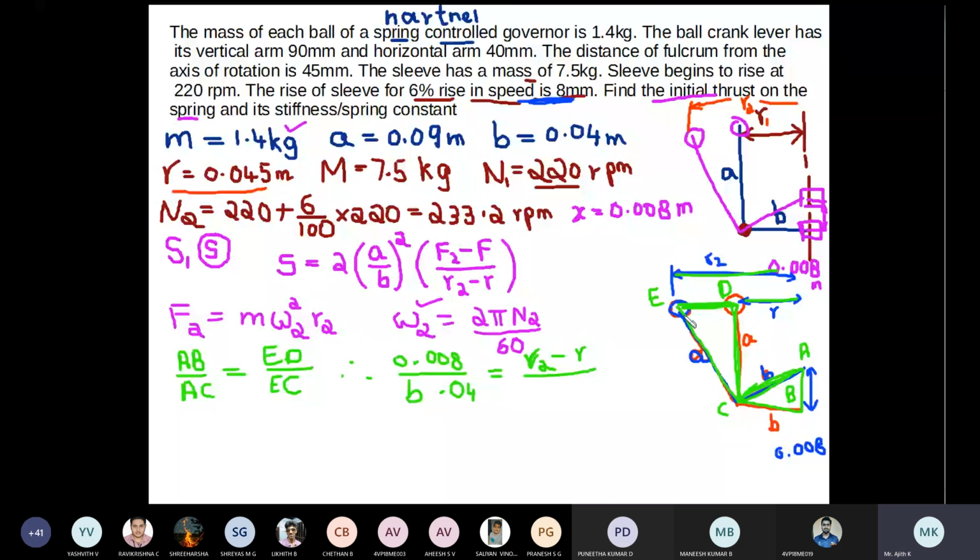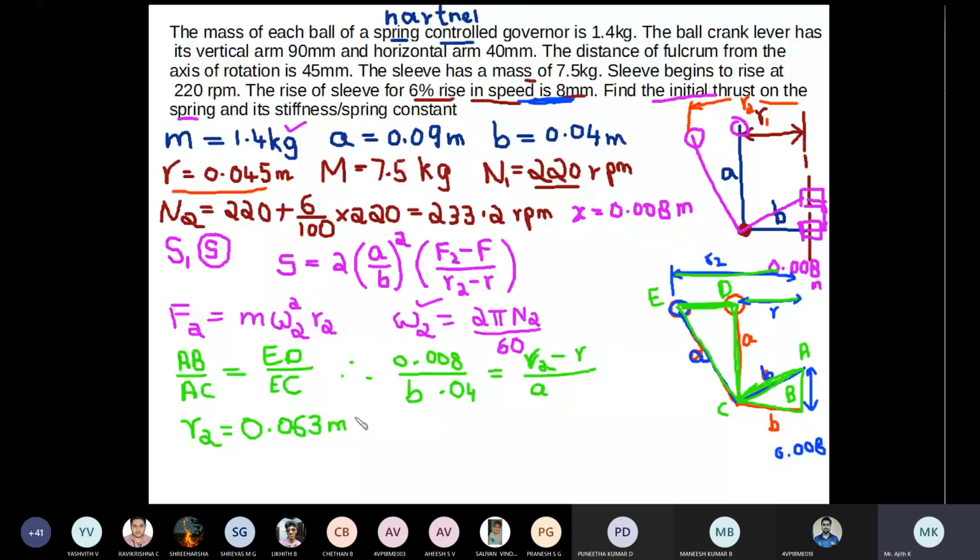Now substitute all the known values. This R is given in the question. R is 0.045. You will get value of R2 as 0.063 meter. This is the value of R2.